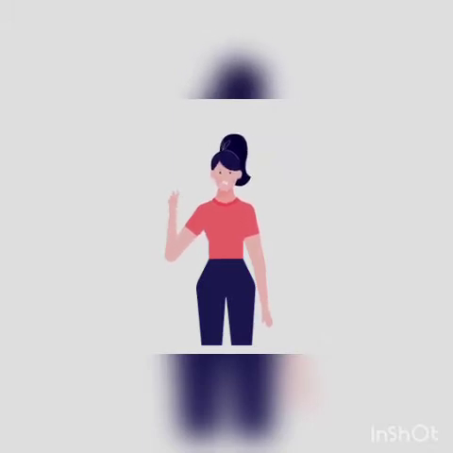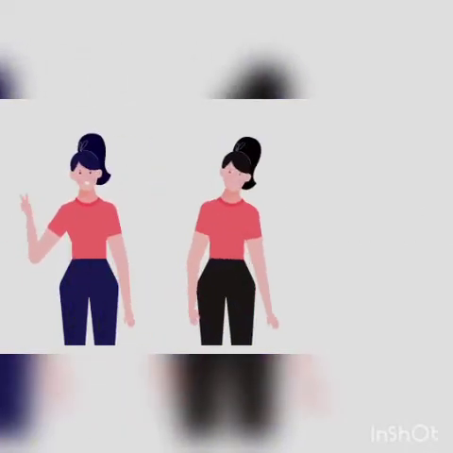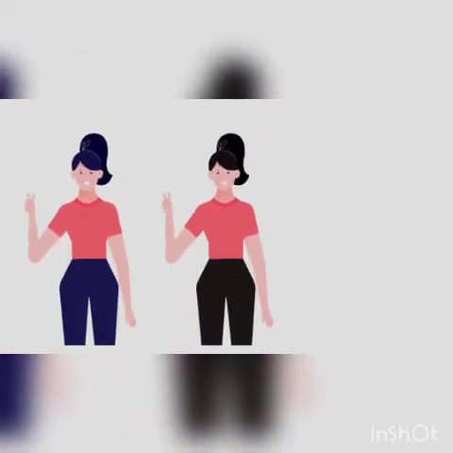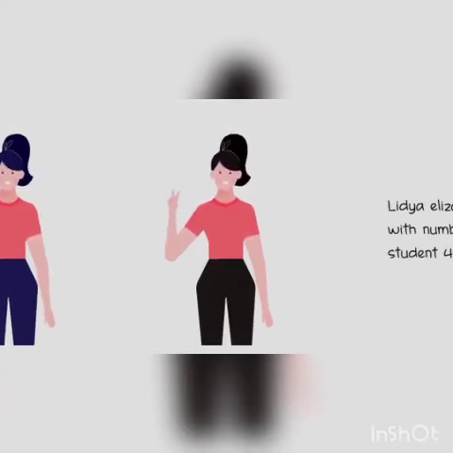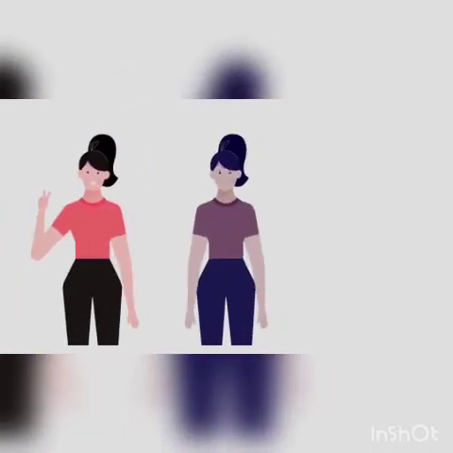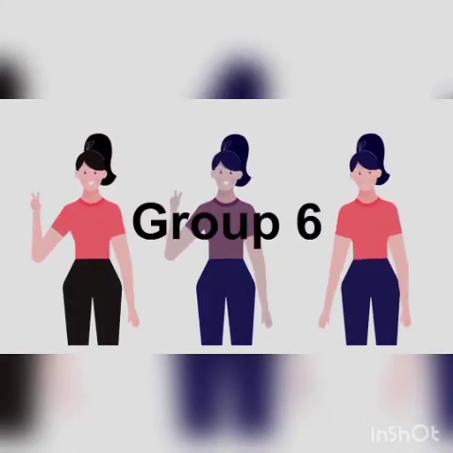Okay guys, before I start explaining, let me introduce our group members. My name is Cindy Aurora with student ID number 4121811047. Here is my partner. Her name is Lydia Elizabeth with student ID number 4121811048. And the last, her name is Mega Melvina with student ID number 4121811045. We are group 6.